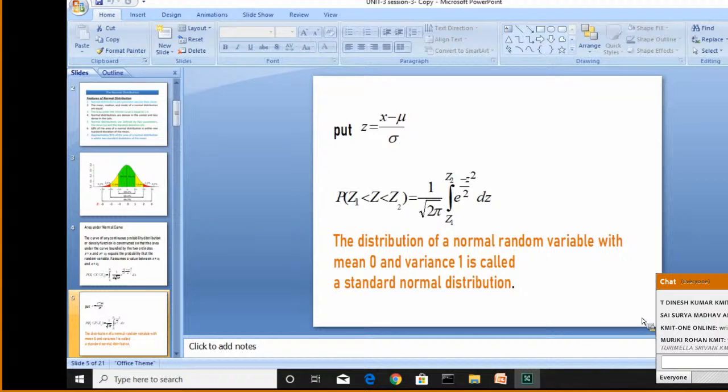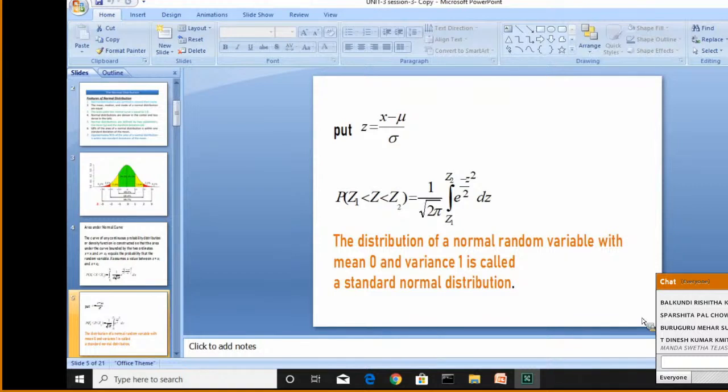When you give the substitution z equal to x minus mu by sigma, are you getting 1 by root of 2 pi, integral from z1 to z2, e power minus z square by 2 dz? Only one answer from Rohan I got. Only Rohan has done, or anyone else? Others are not telling. You should not believe blindly. You should write down and check it.